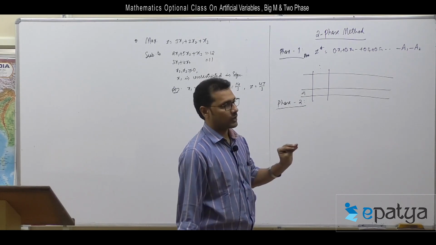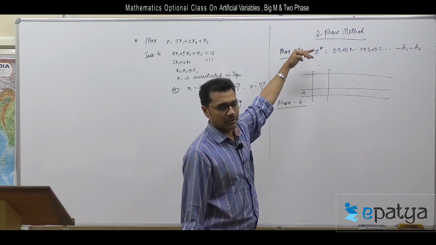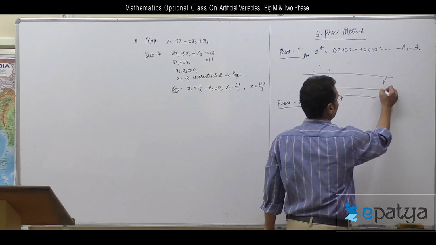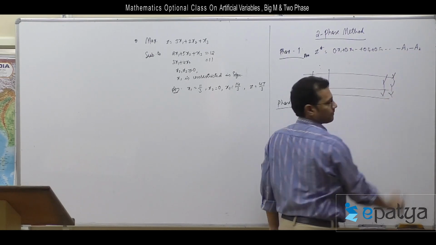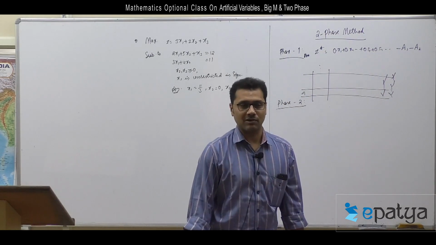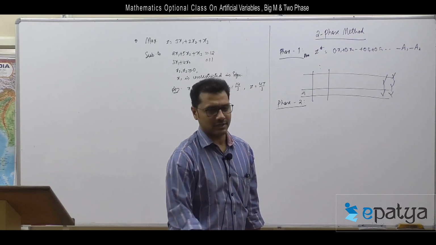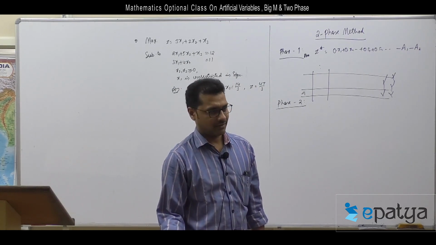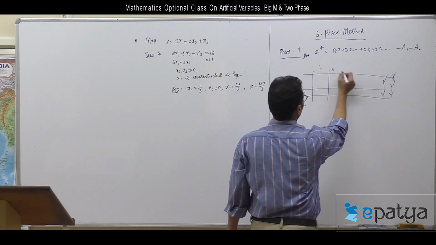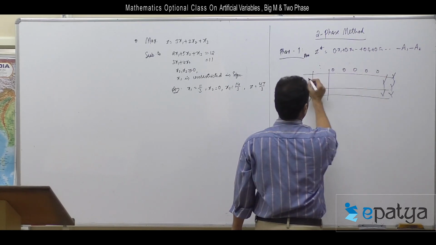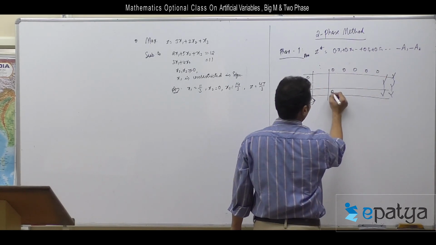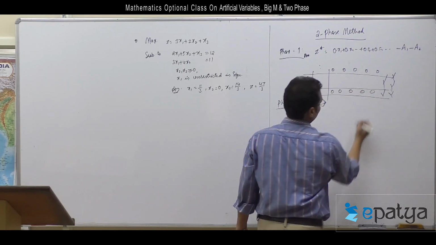When optimality is reached, what happens? All the artificial variables go out of the basis. So their entries I will not be computing anyway. And the cost coefficients of all the other variables are 0, so here also you will get 0. That means all the net evaluations also come out to be 0.